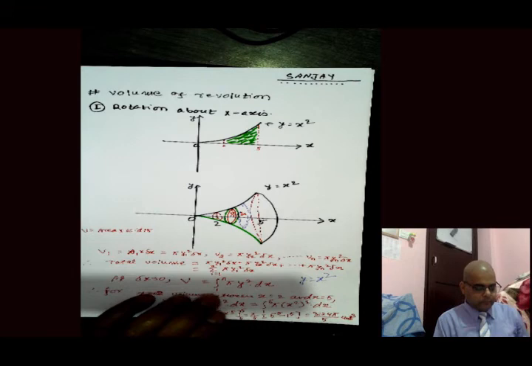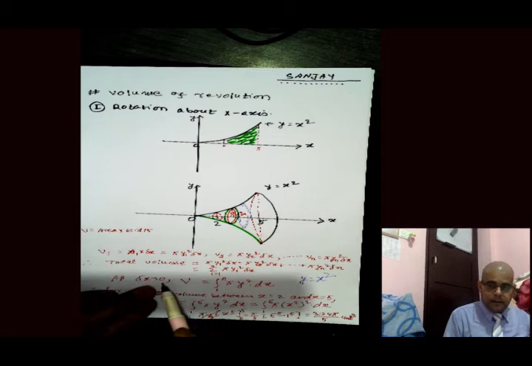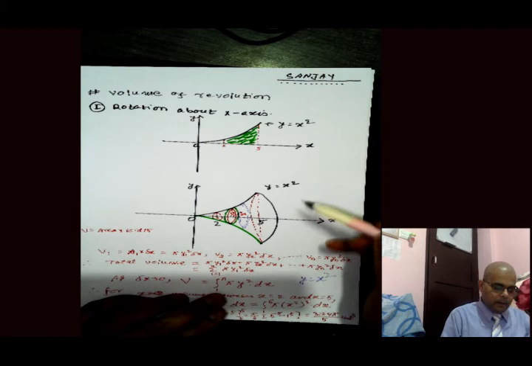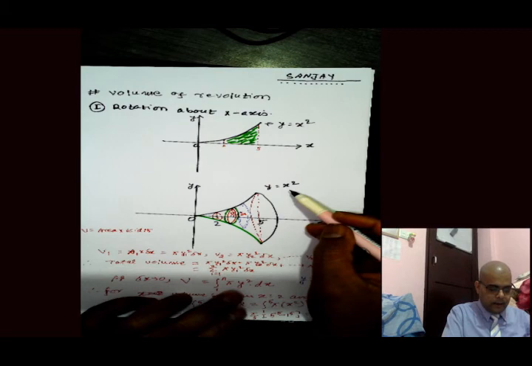So as delta x tends to zero, that is, delta x is extremely small, the volume obtained by rotating this curve about the x axis will be given by the integration of pi y square, where y equals x square, and that will be the volume of the given shape.